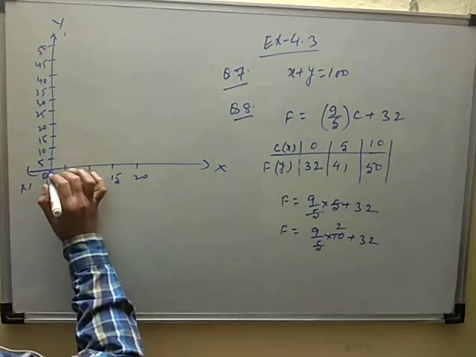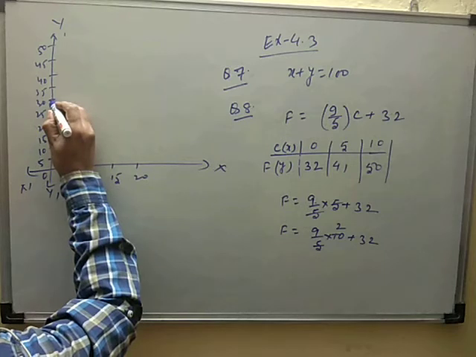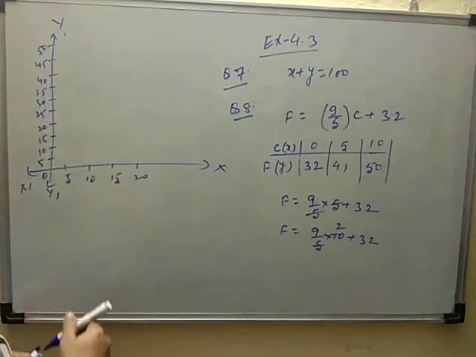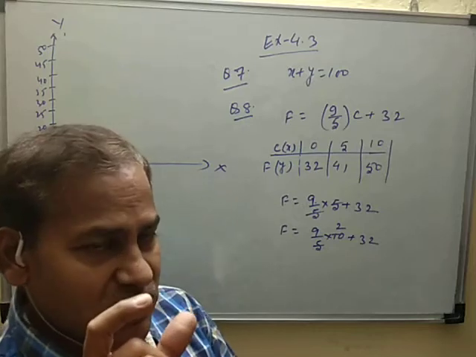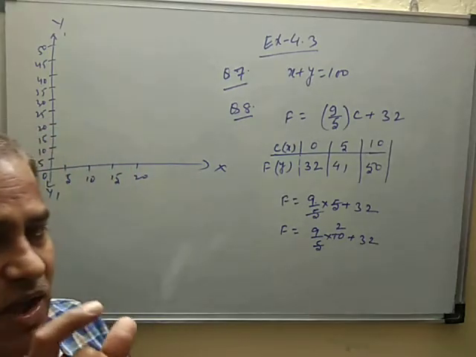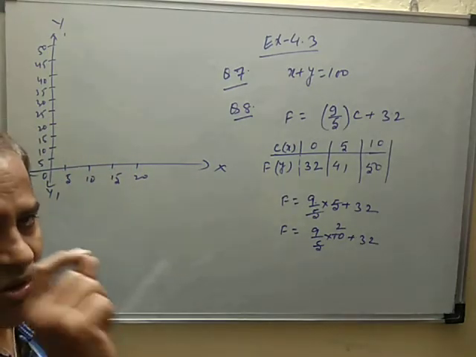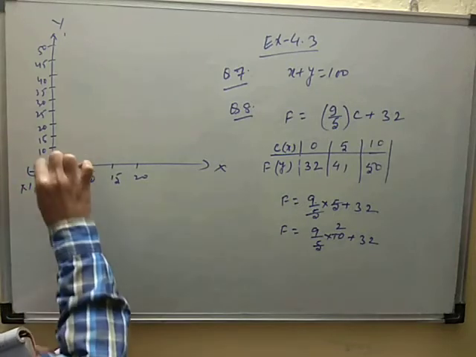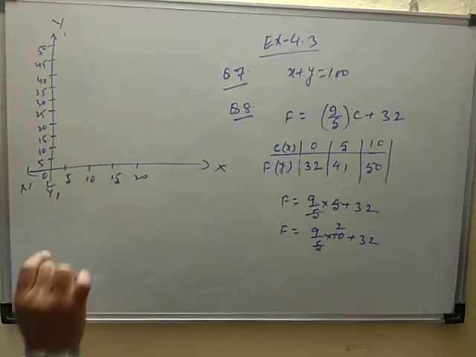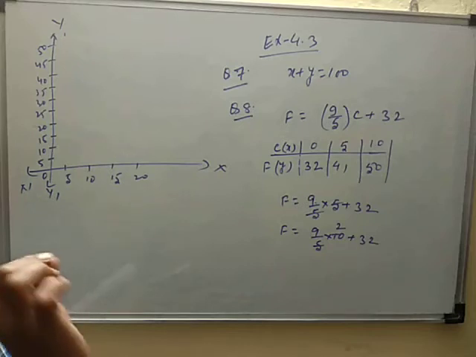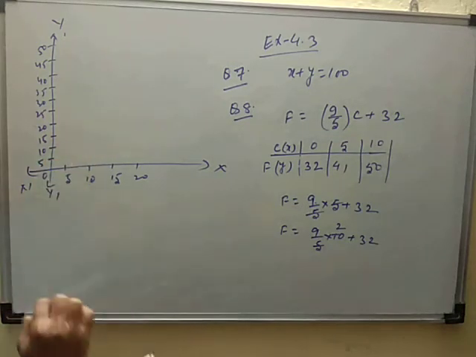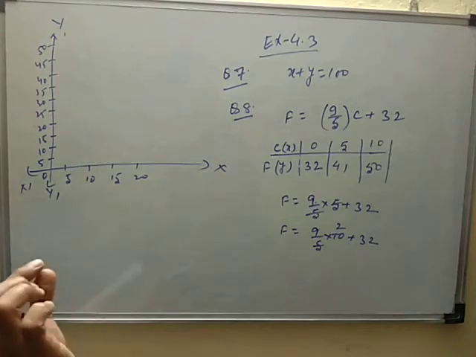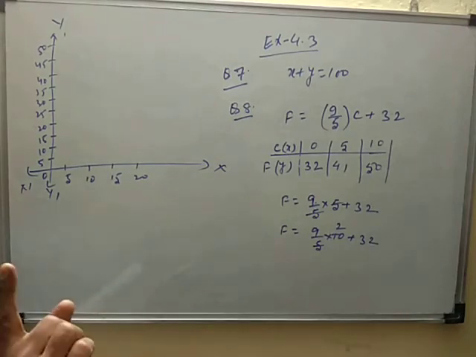If x is equal to 0, then y is 32. This here, you see that in a graph paper, each centimeter is divided into 10 smaller parts. So this 10 smaller parts is equal to 5. So 2 smaller parts is equal to 1.